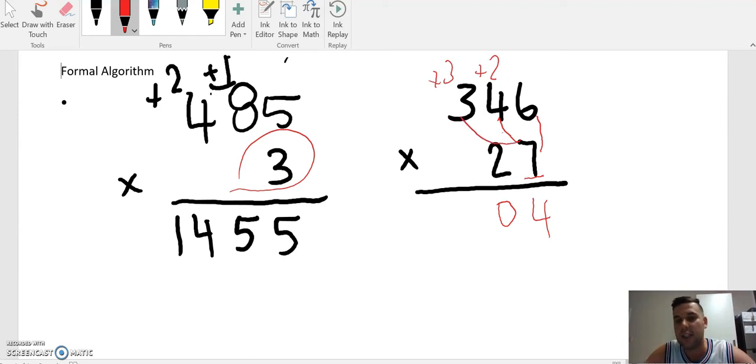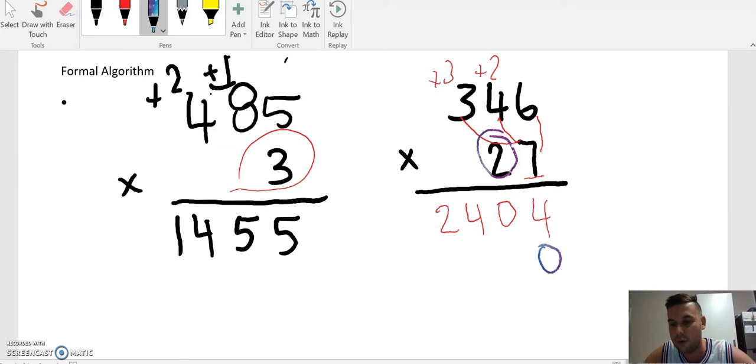Final step, 7 times 3. 7 times 3 is 21, plus 3 is 24. Now, that's not our final step. We're not done because we've still got this 2 that we need to multiply by. Because we're moving over to the tens column, the 2 is in the tens column, we must cover our 7. By doing that, we always add a 0 there. Then we can start our multiplication.